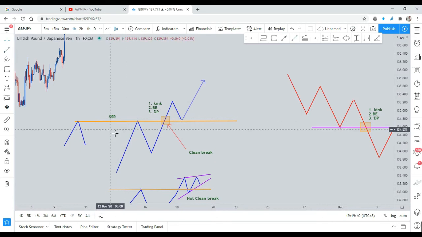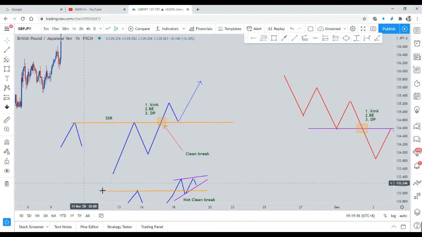So the third criteria will be, make sure there is at least one of these three things: the king, the bearish or bullish engulfing, or the decision point. Make sure you have this thing over here. All right, so hopefully you are clear for the bullish.